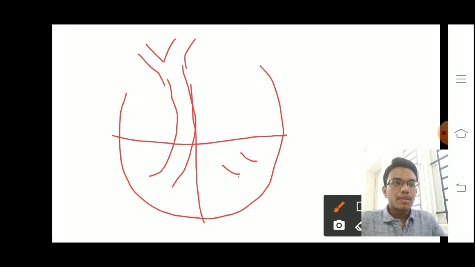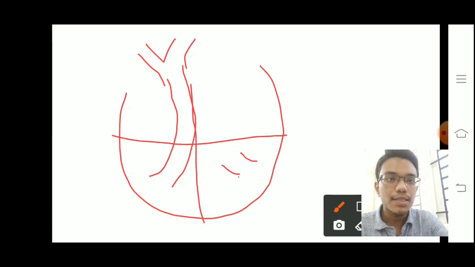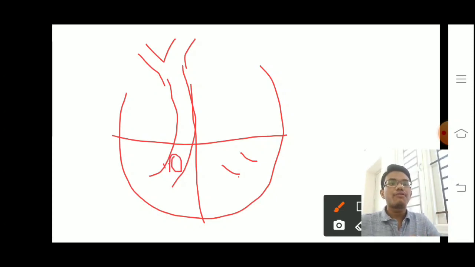Suppose imagine during intrauterine life some abnormality occurs and that leads to anterior deviation of pulmonary trunk. What do you mean by this? This pulmonary trunk you can see here, right? And this is the pulmonary valve which will differentiate the right ventricle from the pulmonary trunk. So this pulmonary trunk gets a little bit anteriorly deviated, that causes obstruction or stenosis of the pulmonary valve.